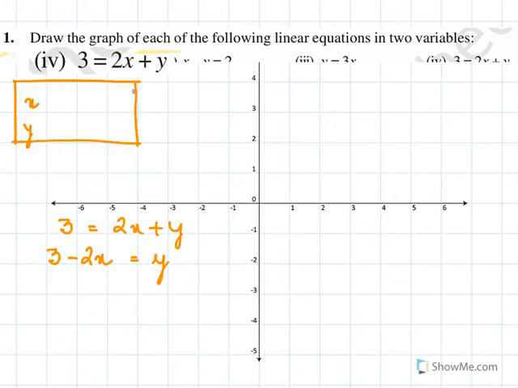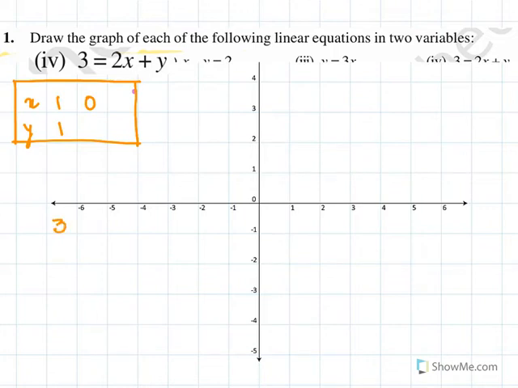First, I will take x equal to 1. If I take x equal to 1, what will I get? 2 into 1, which is equal to y. That is 3 minus 2 equal to y. So y will also be 1. So x is 1, y is 1.